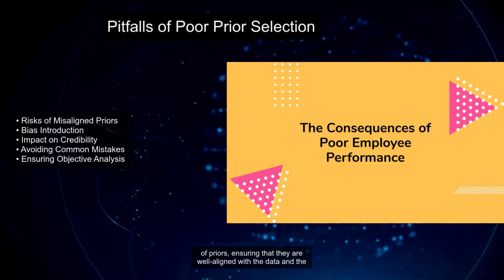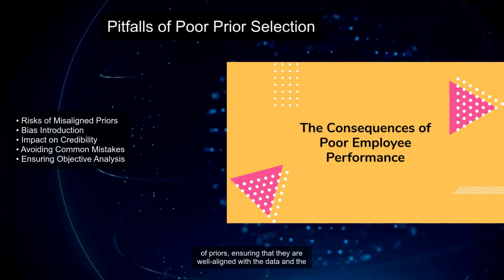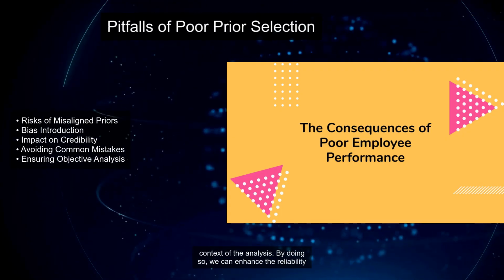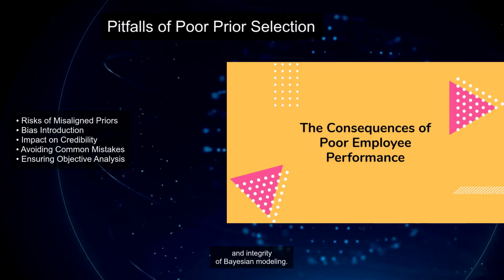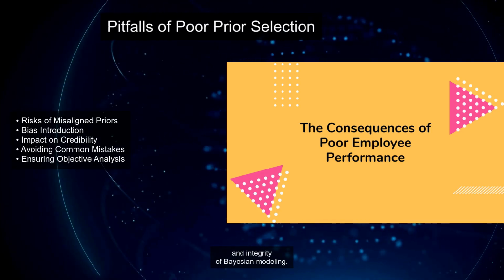To avoid these issues, it's essential to carefully consider the choice of priors, ensuring that they are well aligned with the data and the context of the analysis. By doing so, we can enhance the reliability and integrity of Bayesian modeling.